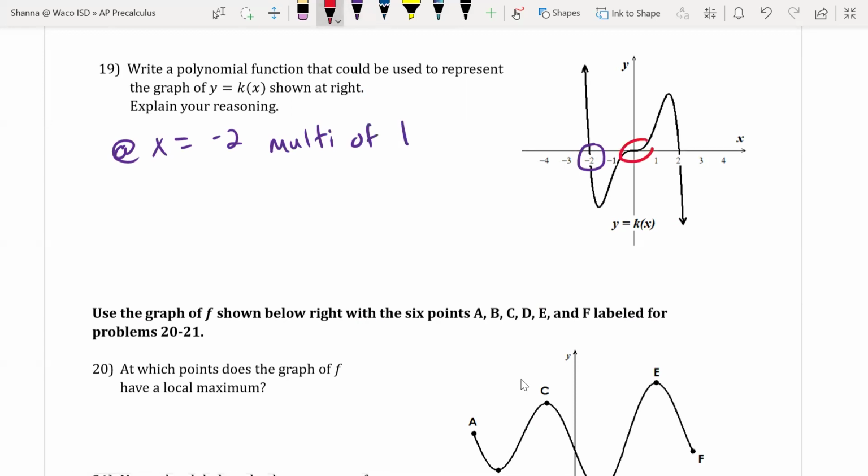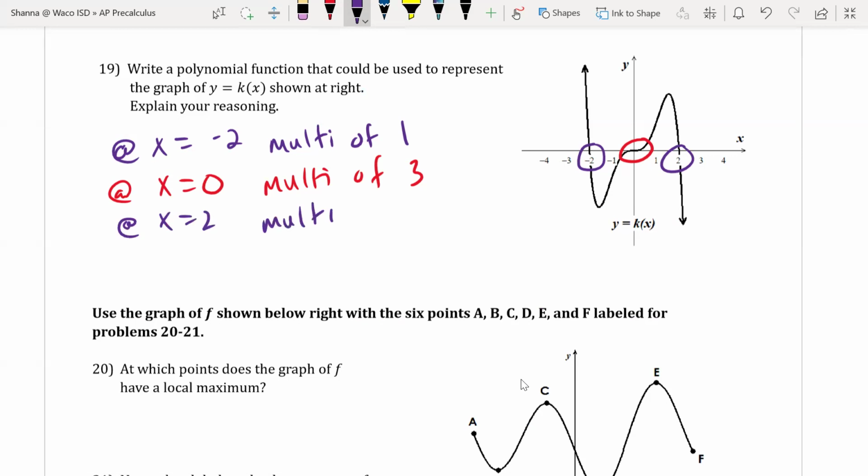Next, I'm here at 0. At 0, that's a drive-by, so it has a multiplicity of 3. Then again, I'm at x equals positive 2, and it has a multiplicity of 1.